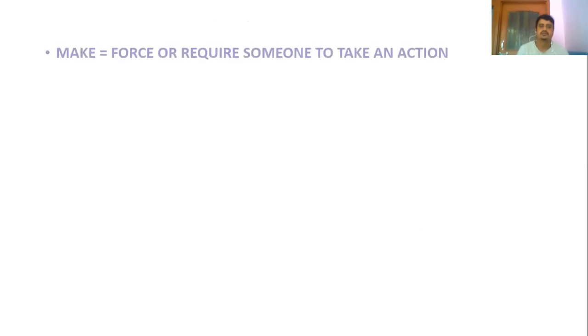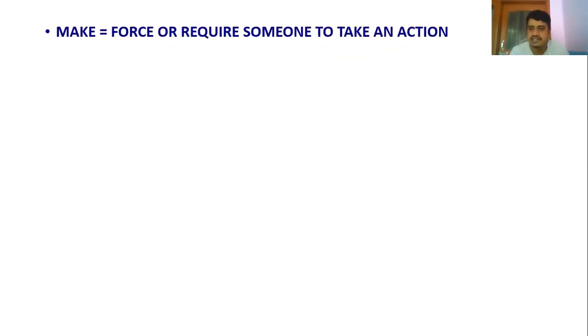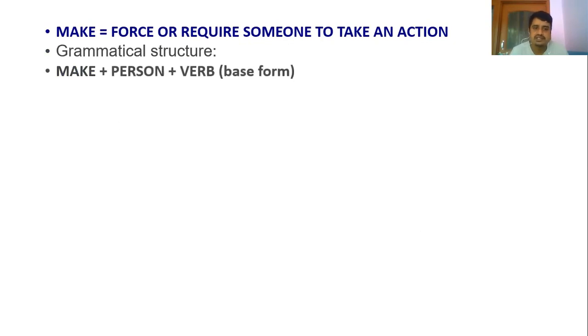And now, make. After let, we are discussing make. Make means force or require someone to take an action. Grammatical structure of causative verb make. Make plus person plus verb. Here too, the verb must be in base form or verb one, we may say. Examples to justify the above mentioned grammatical structure.